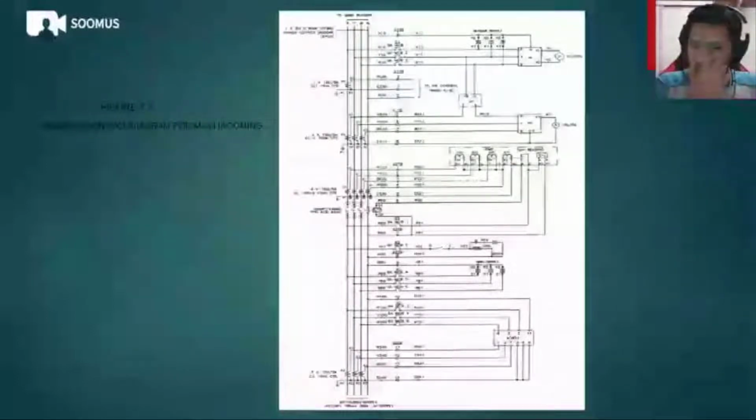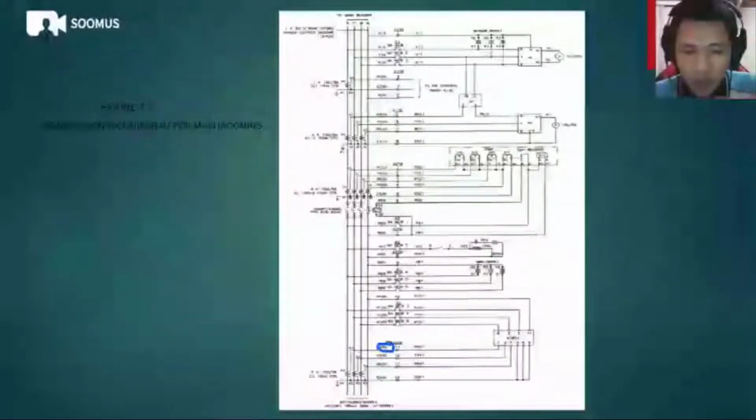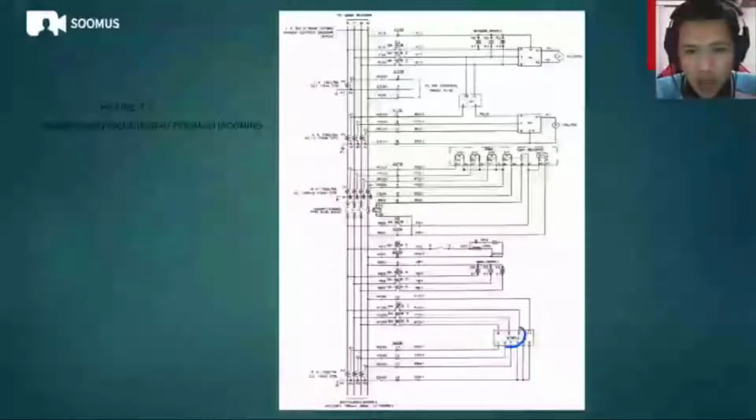So the numbering is the number of the cable. So it means that the numbering shows the connection to the kilowatt hour meter.